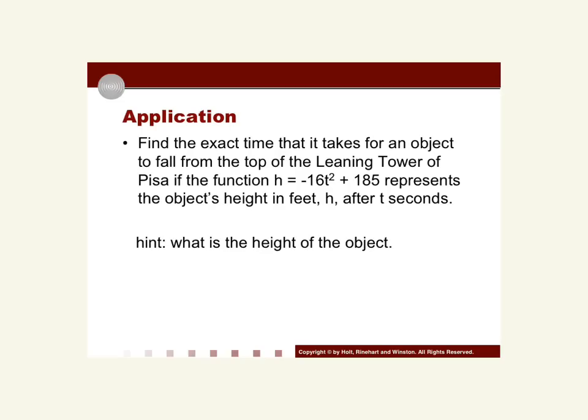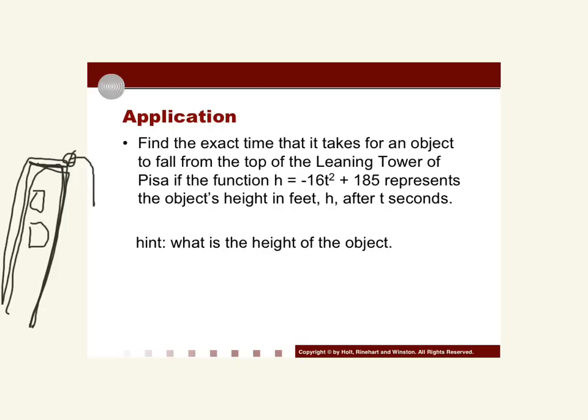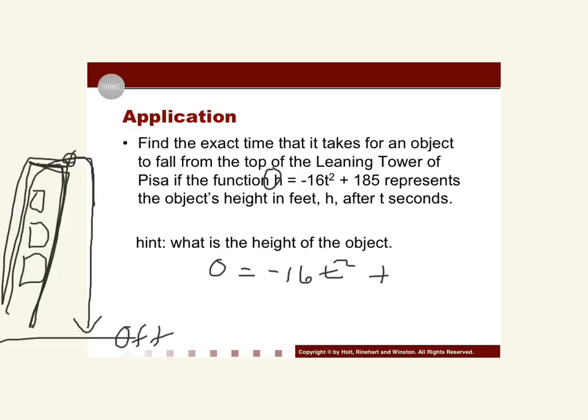So, if we have the Leaning Tower of Pisa here, and we drop this object off till it hits the ground, how long will it take for it to hit the ground? Well, again, the hint is the height of the object. The height of the object when it hits the ground is 0 feet. So we're going to replace h with 0. So we're going to have 0 equals negative 16t squared plus 185.